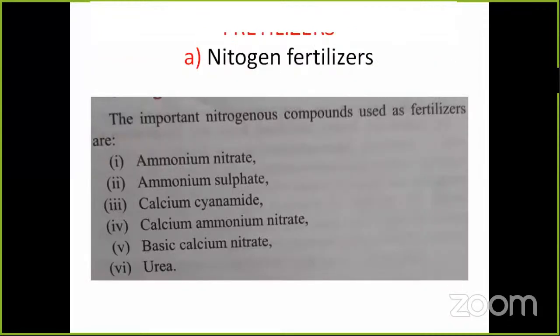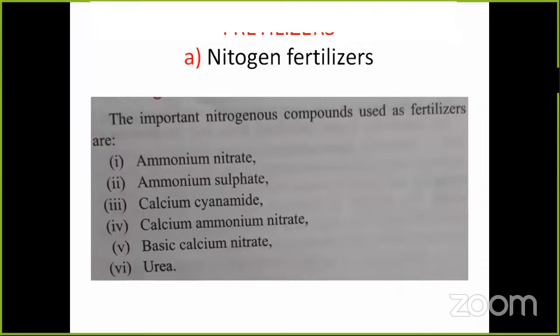And come to the nitrogen fertilizers. Basically fertilizers are 2 types, natural fertilizers and artificial fertilizers. Now come to artificial fertilizers. Artificial fertilizers are again of types: one is nitrogen fertilizers, second phosphorus fertilizers, third potash fertilizers, and fourth NPK fertilizers. NPK, a nitrogen, phosphorus, potash combination, mixed fertilizer, complex fertilizers అంటారు. 4 types అన్నమాట.